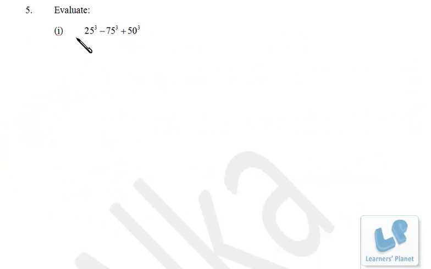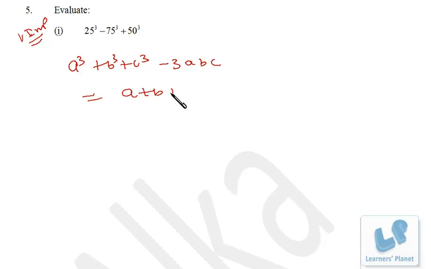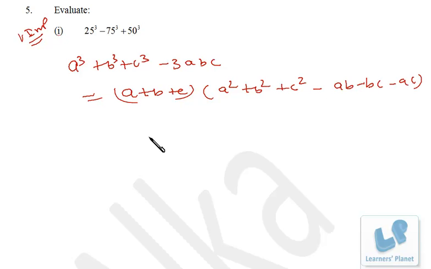Now friends, here it's a very important problem, right? Whenever you see this a cube plus b cube plus c cube pattern, you should be able to recall this identity. Here b is negative, but the resemblance is there, right? a cube plus b cube plus c cube minus 3abc is equal to (a plus b plus c) times (a square plus b square plus c square minus ab minus bc minus ac), right?